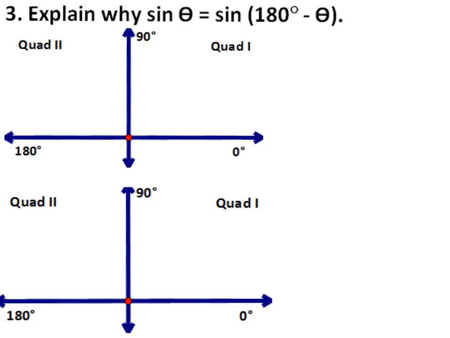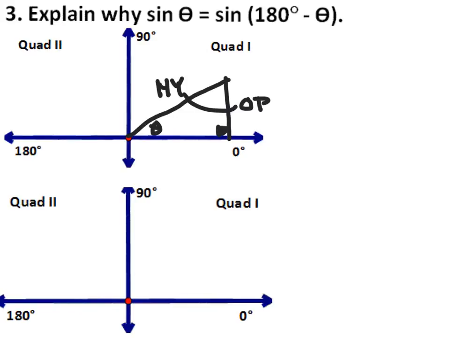So let's just start with the sine of an angle. Let's make this our angle, theta. Now the sine of that angle would represent the opposite side over the hypotenuse. Now you and I know that whatever that angle is, that opposite to hypotenuse is a fixed value. Now why would the sine of 180 minus theta be the same?